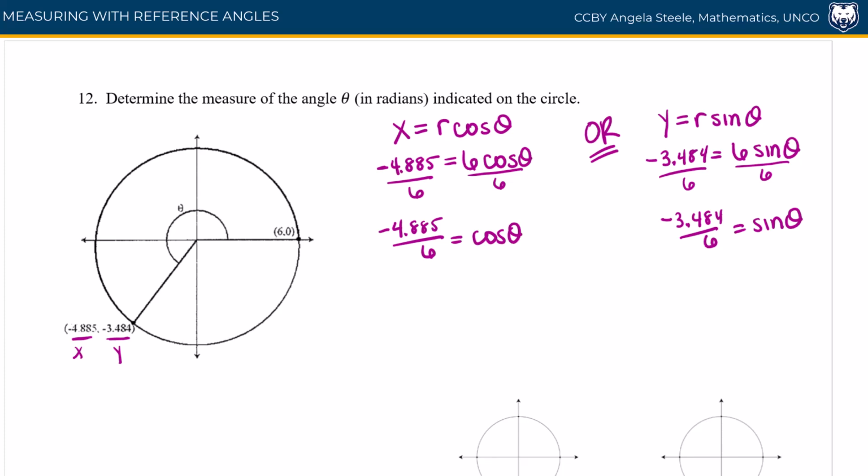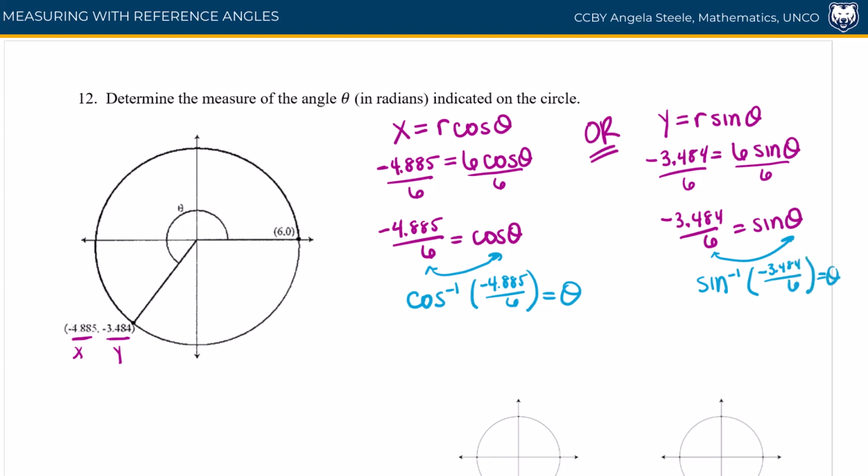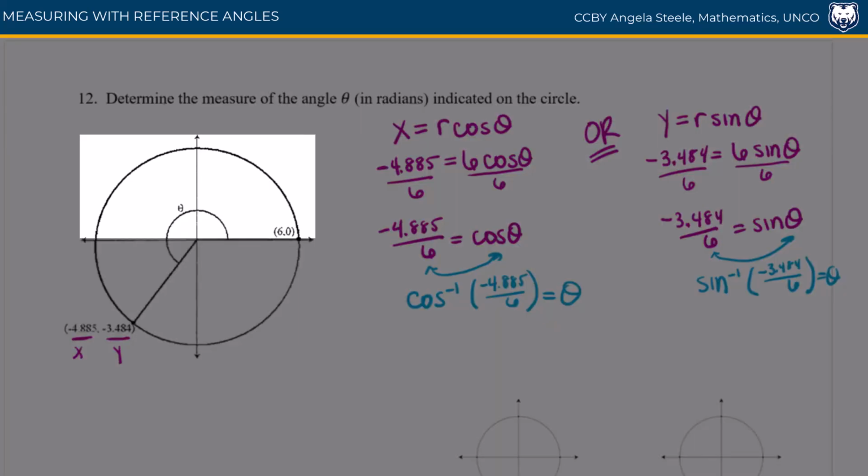So the inverse allows us to switch our inputs and outputs. So this becomes cosine inverse of negative 4.885 divided by 6 equal to theta. And very similar here, the inverse switches our inputs and outputs, so we get sine inverse of negative 3.484 divided by 6 equals theta. Okay, so remember our domain for the cosine function is going to be in quadrants 1 or 2.